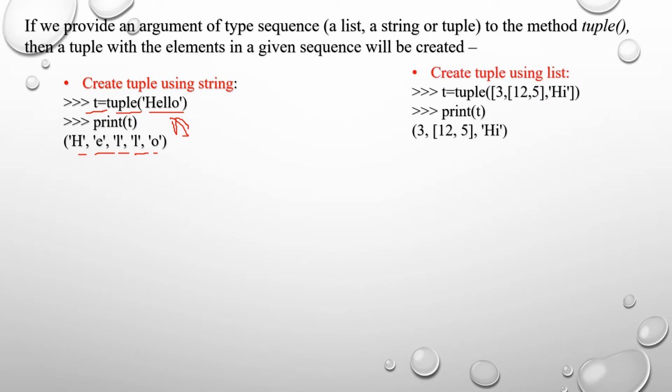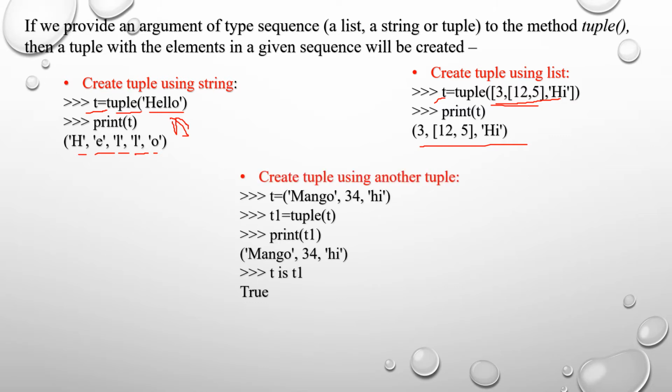If you want to create a tuple using a list, we create one variable. I name it t is equal to tuple. Within the parentheses we specify the list. Here the list is 3 comma, and a nested list whose elements are 12 comma 5 comma I. This is the list element. If you print t, the interpreter will print 3 comma, 12, nested list elements 12 comma 5 comma I, enclosed with parentheses. The type of t is tuple.